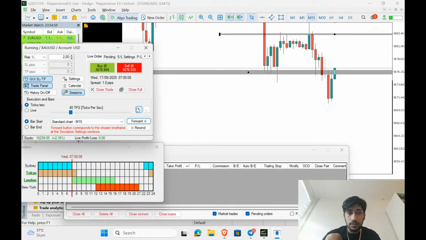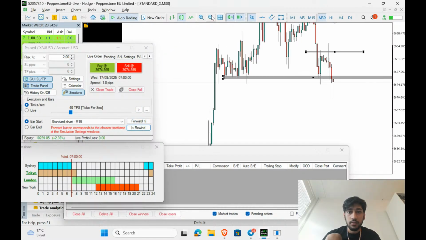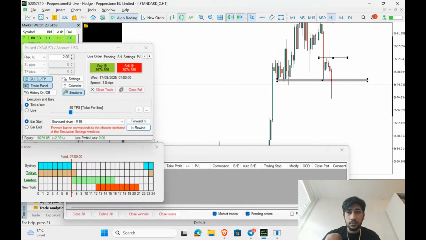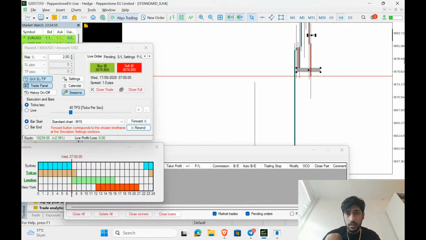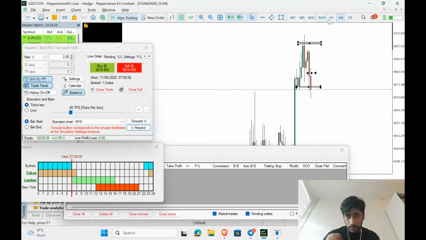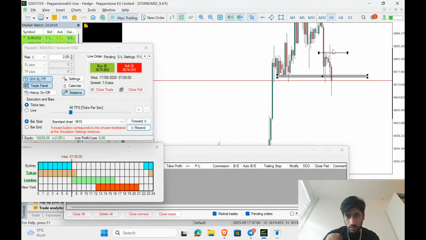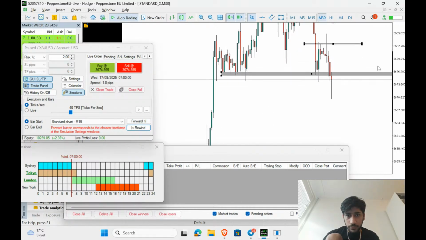Forward, see, 30-minute candle just rejected. H4 we broke below, H1 we just closed below 30-minute.